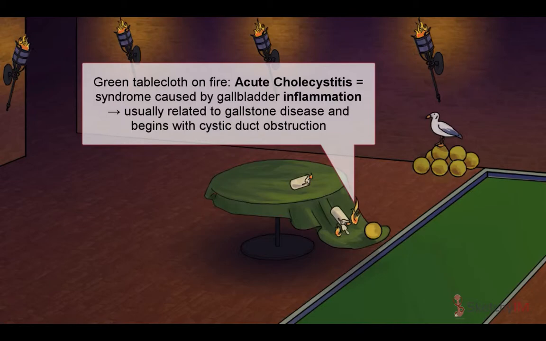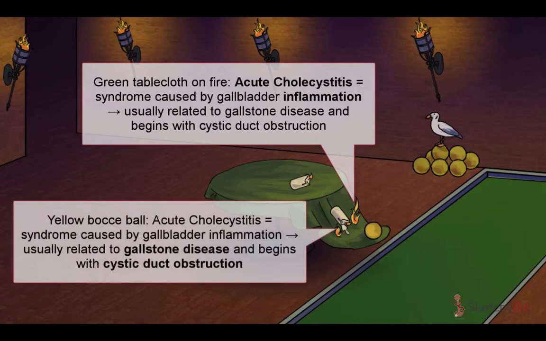The word cholecystitis simply means inflammation of the gallbladder, which most commonly occurs as a result of cystic duct obstruction by a gallstone. Which is why this bocce ball stone has pulled down the gallbladder green tablecloth, inflaming it along the way, if you will. This flame is the key difference between acute cholecystitis and symptomatic cholelithiasis.